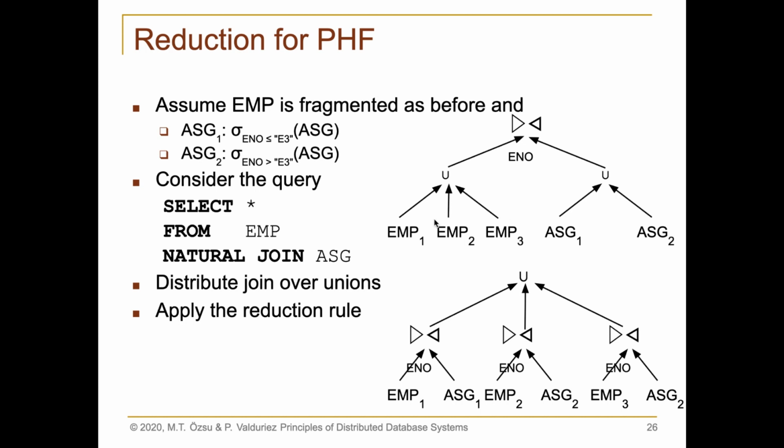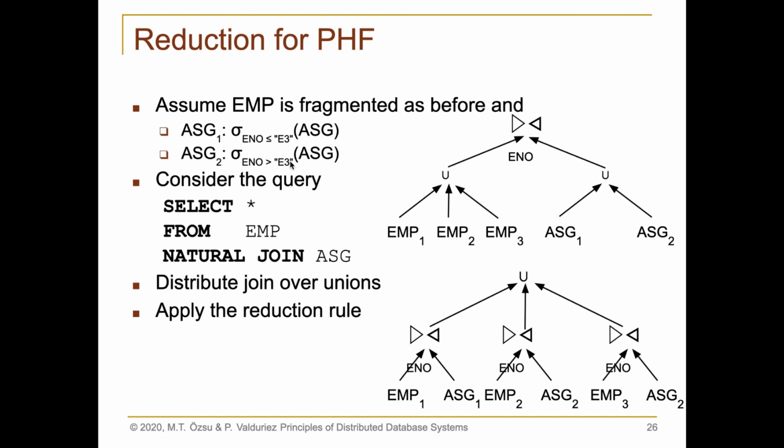So for instance, the join between employee 1 and assignment 1, union join between employee 1 and assignment 2, union join between employee 2 and assignment 1, union join between employee 2 and assignment 2, and finally join between employee 3 and assignment 1, union join between employee 3 and assignment 2.